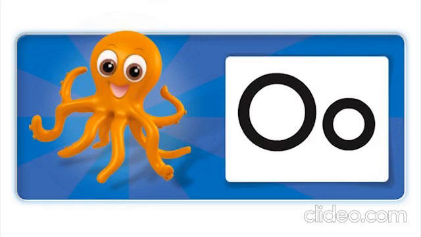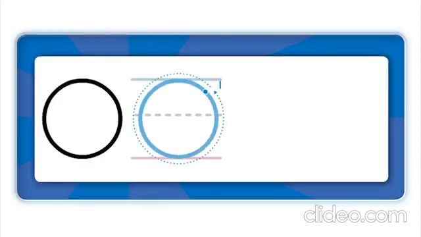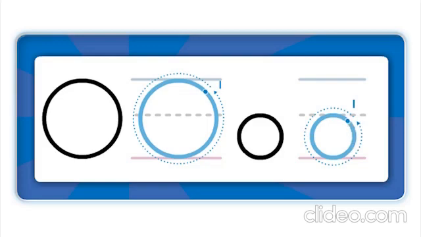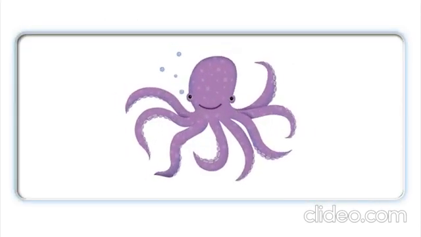Hi, I'm an orange octopus. This is the O sound. This is the letter O. O, O, orange octopus. O, O. Orange octopus. What's the beginning sound? Ah. What letter is this? Oh. Octopus.